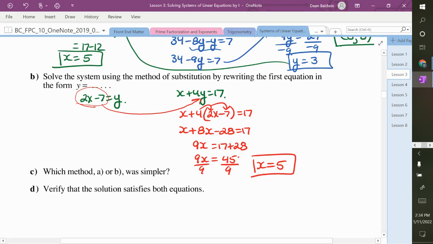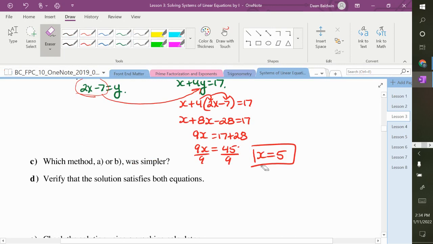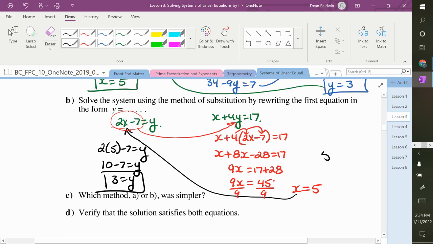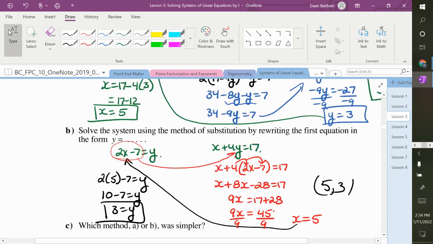And then how do I solve for y if I'm using this method? Put 5 in for x. So that goes right there. So you get 2 times 5. So you get y is equal to 3, which is the same stuff. So it doesn't matter which variable you solve for.